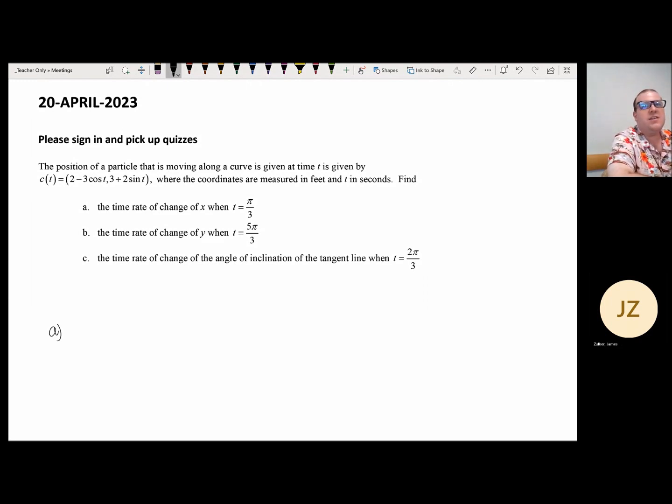And for part A, what's the difference between the time rate of change of x and the rate of change of x? It's just specifying that this is rate of change with respect to time. That's it. Because you could theoretically do rate of change with respect to something else. Here it wouldn't make much sense, but you could. So the problem just specified time. Right, it didn't need to.